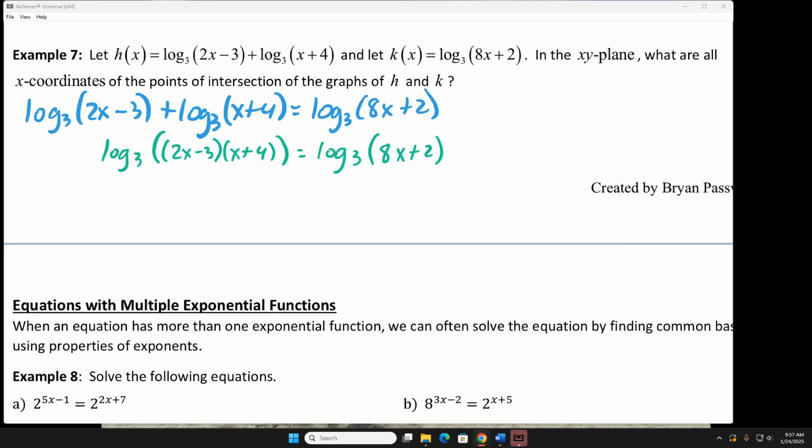And then because I have log equals log, I'm just going to drop off the logs, and I'm going to go ahead and distribute all that together.